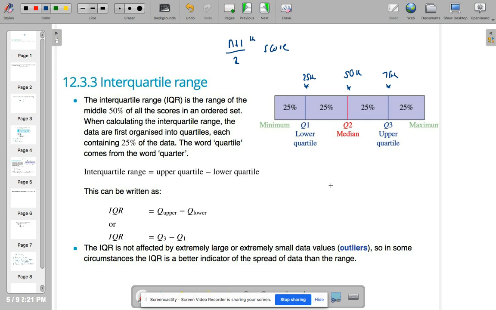And it's sometimes a better indication of spread than the range, because if you get an unbelievably low one or an unbelievably high one, it makes it look like the data is really spread out. Okay, but it's not. This one will tell you where the middle part of the data is, most of the data in the middle there. All right.